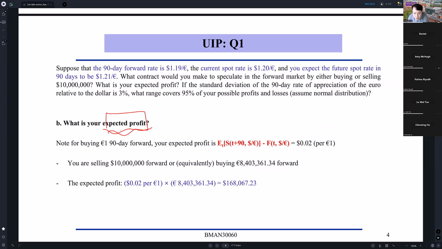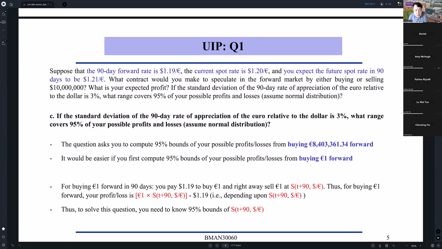Now you're going to get this amount of euro forward. So you just need to multiply the whole euro amount you're going to invest by the dollar profit per every 1 euro forward. Then the euro will be canceled, and you're going to get a dollar amount. So this is the expected dollar profit from buying this amount of euro forward. Is this okay? If you don't have any questions, let's go to the next question.